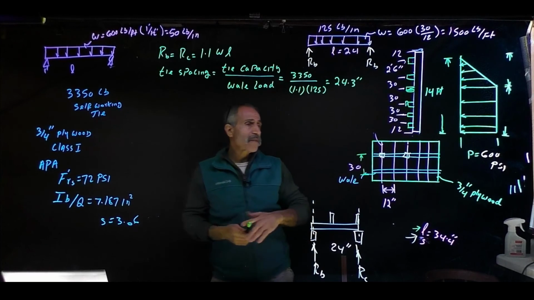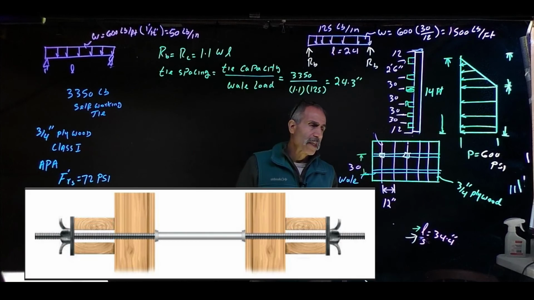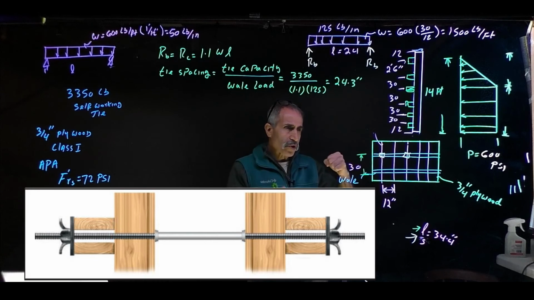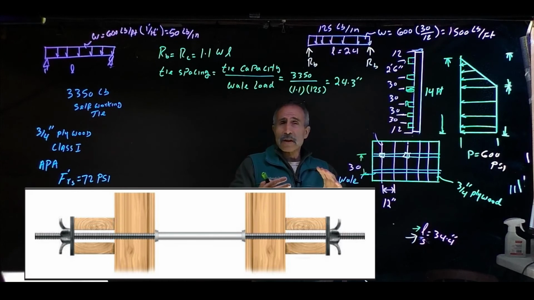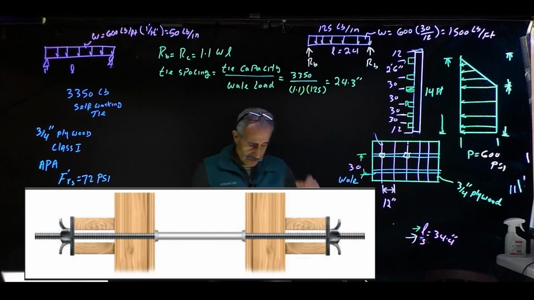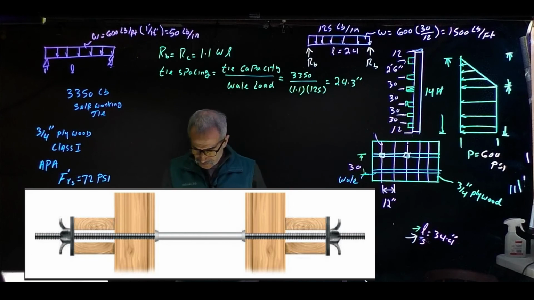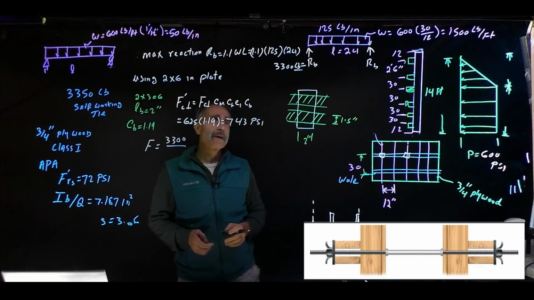So now we checked everything. Another thing we're going to check, which we talked about a couple of weeks ago, is the bearing. You've got this tie pushing on a whaler and then pushing on a stud. Is it going to crush it? So let's erase this and do a bearing check. Now we're going to check the bearing stress.